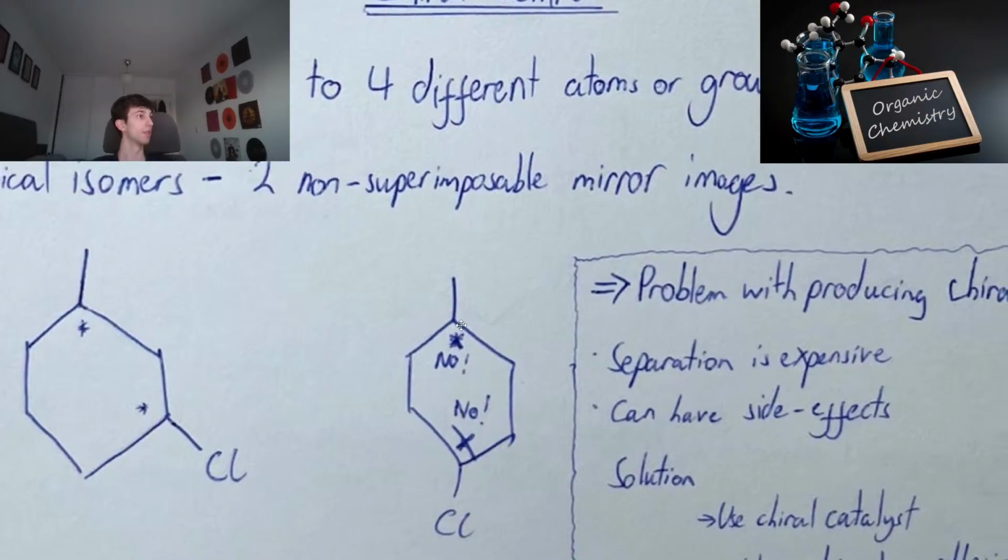Over here, because it's symmetrical, this carbon will be 1, 2, 3 away from the chlorine, and then going clockwise would also be 1, 2, 3 away from the chlorine. So we will not have chiral carbons here.